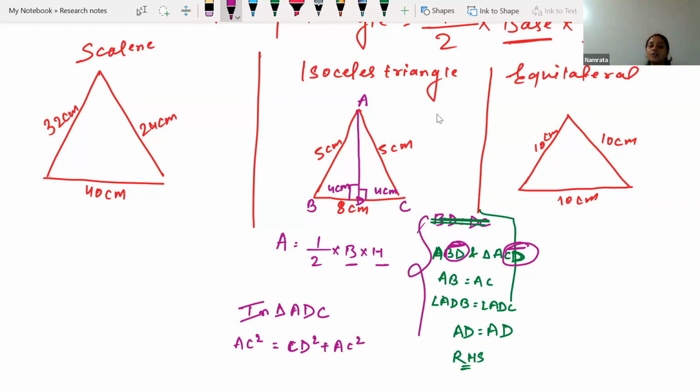This was just a part of the theorem. You don't have to do that. From where the theorem came, that's what I am saying: if you drop a perpendicular in an isosceles triangle, that perpendicular will work as a perpendicular bisector.